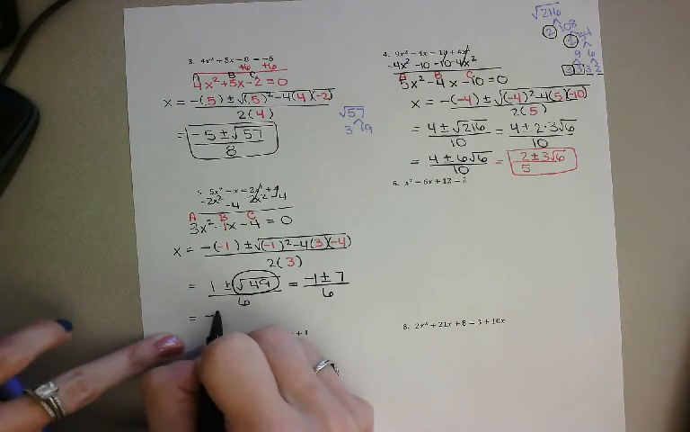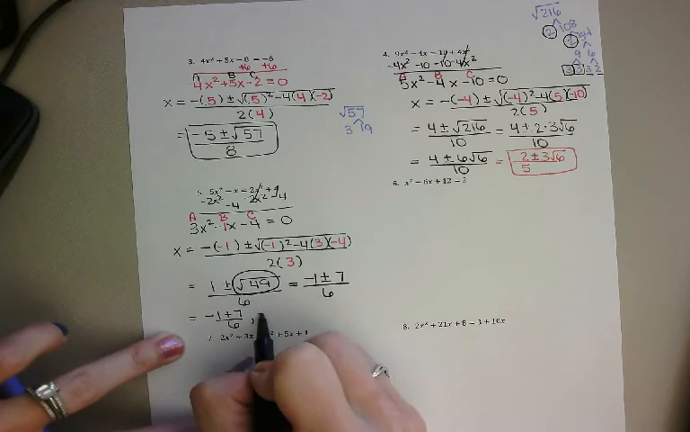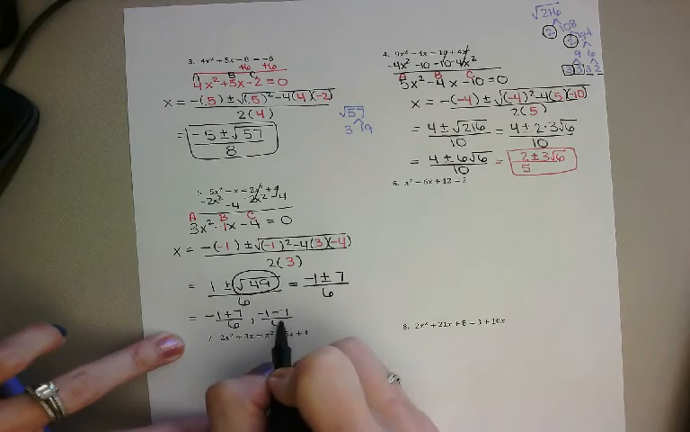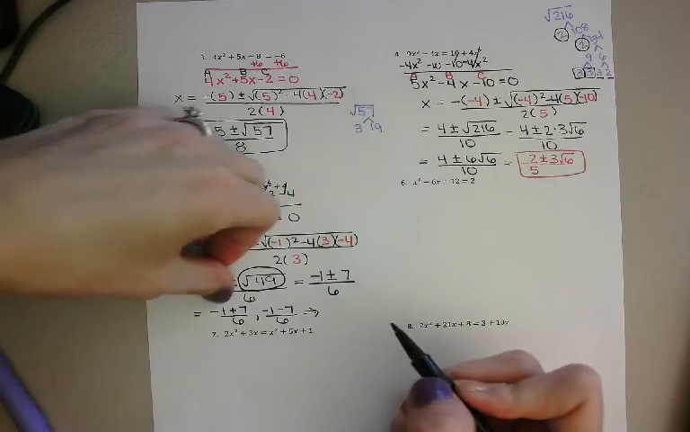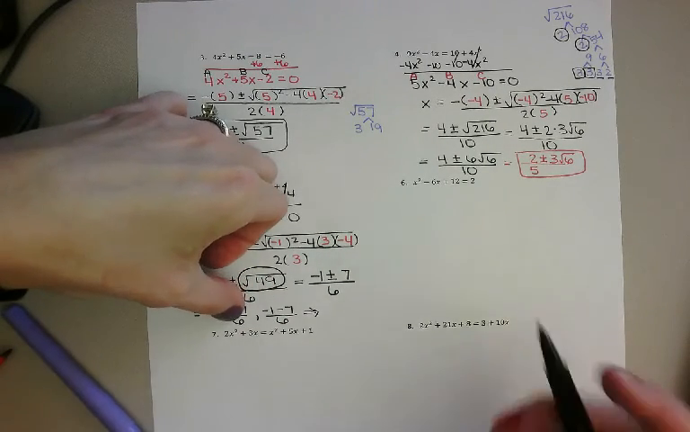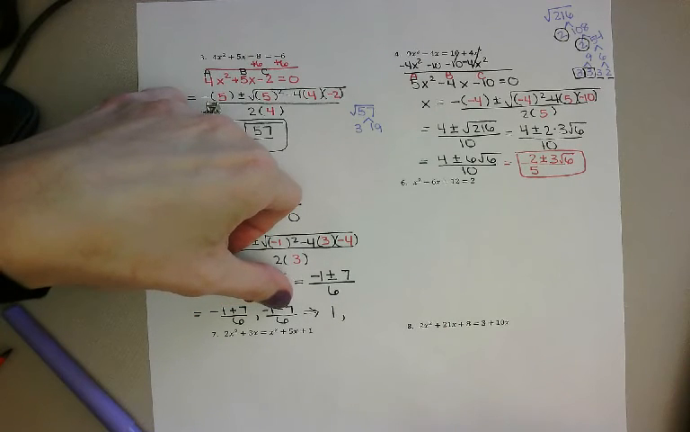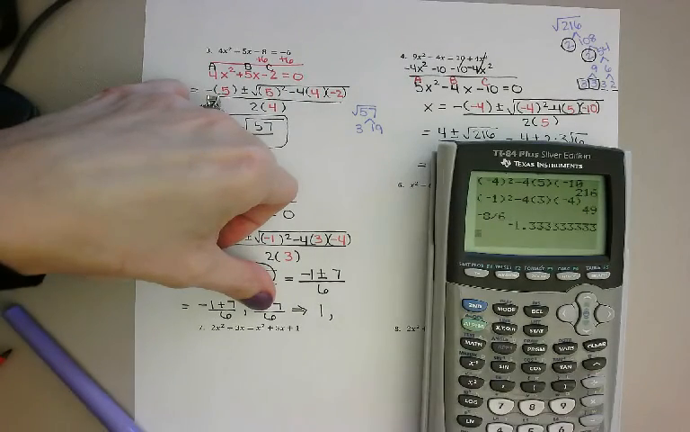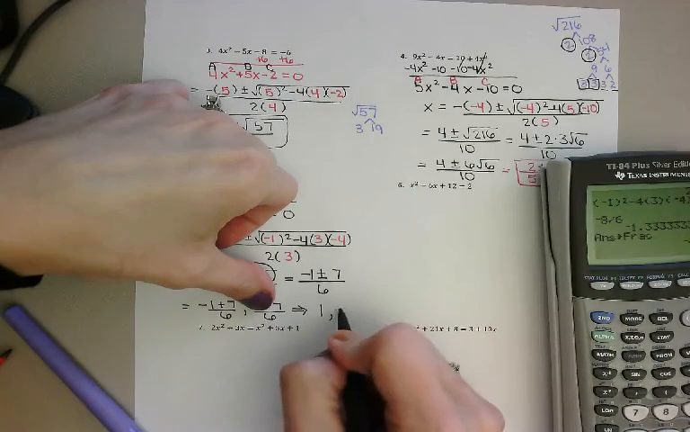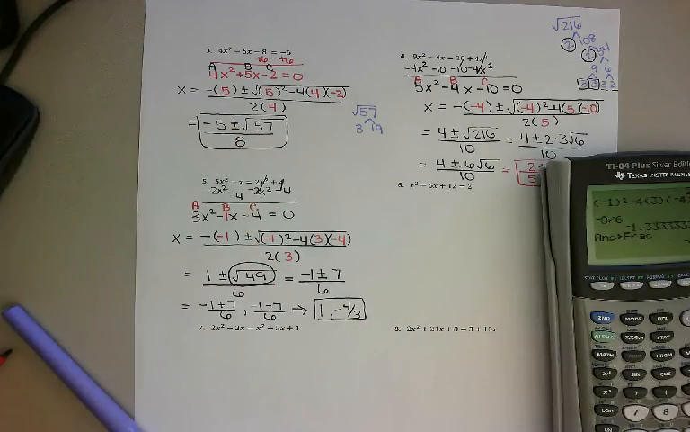So one answer is going to be negative 1 plus 7 divided by 6. The other answer is going to be negative 1 minus 7 divided by 6. So negative 1 plus 7 is 6, and 6 divided by 6 is 1. Negative 1 minus 7 is negative 8. Negative 8 over 6. If you use your calculator, it's probably going to give you a decimal. I want it as a fraction. So mine's going to say negative 4/3, which is the same as negative 1 1/3. And there's my answer for that one.